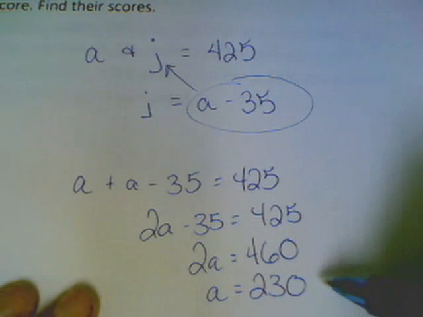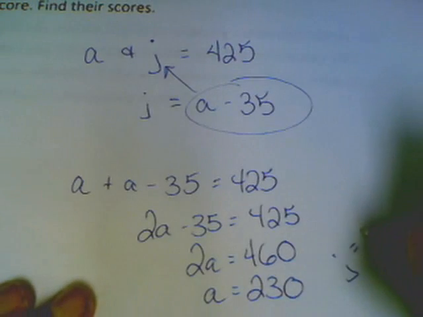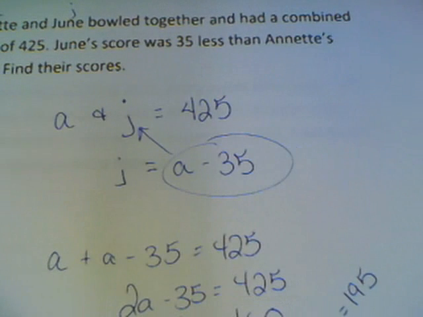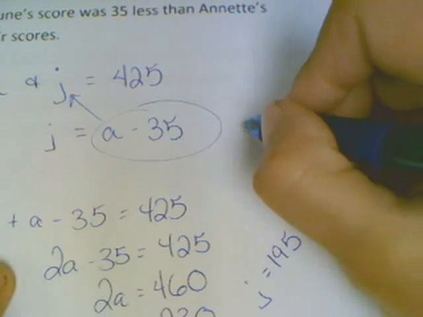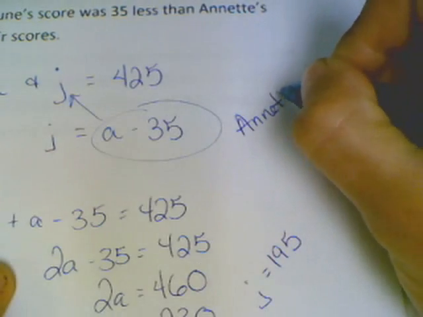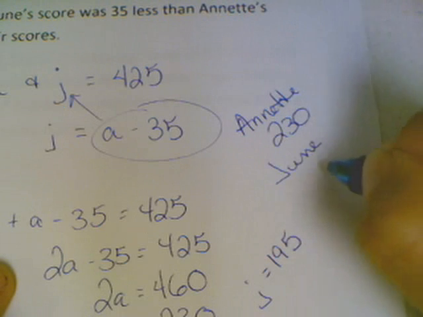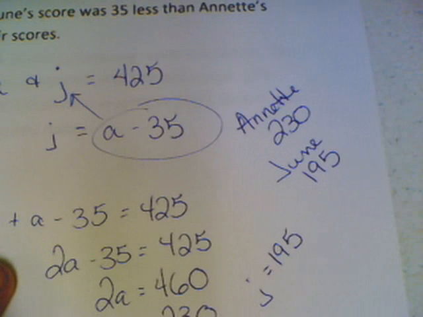If Annette's score is 230, I can do 425 minus 230, and get that June's score should be 195. So, in all, I know that, final answer, Annette scored a 230 and June scored 195.